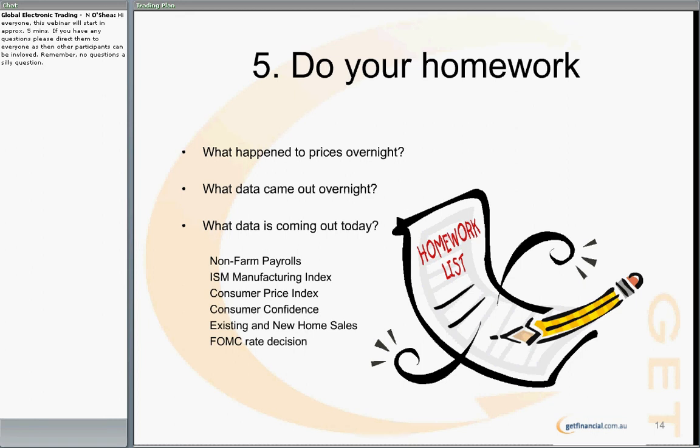Payrolls are coming out and could affect the equity market. These things must be considered and must be followed when you're building your trading plan. It's all part of your research and homework.